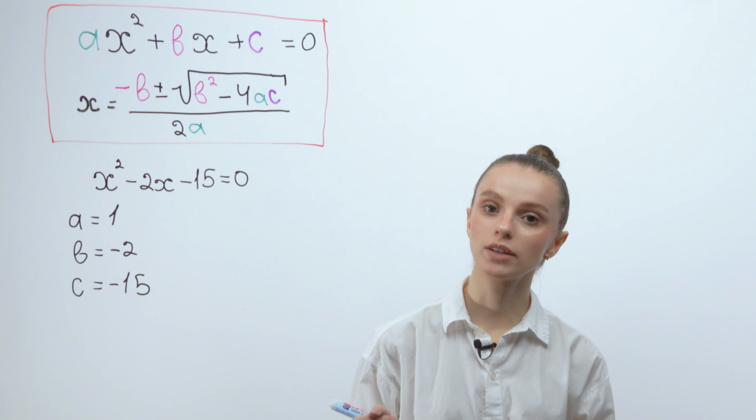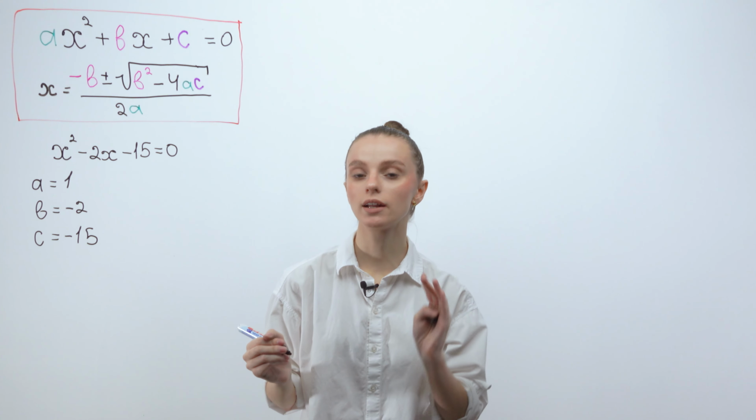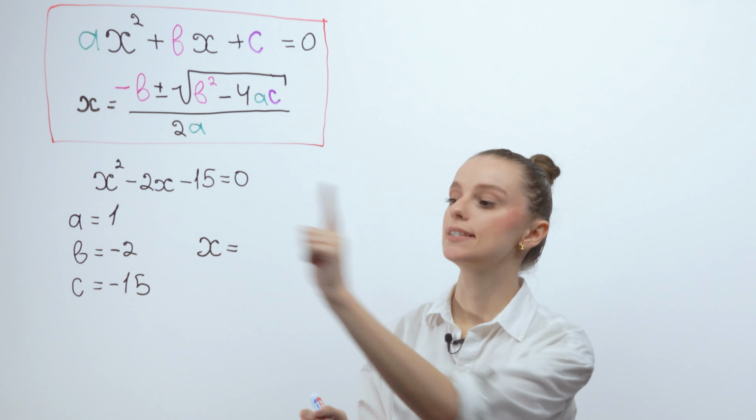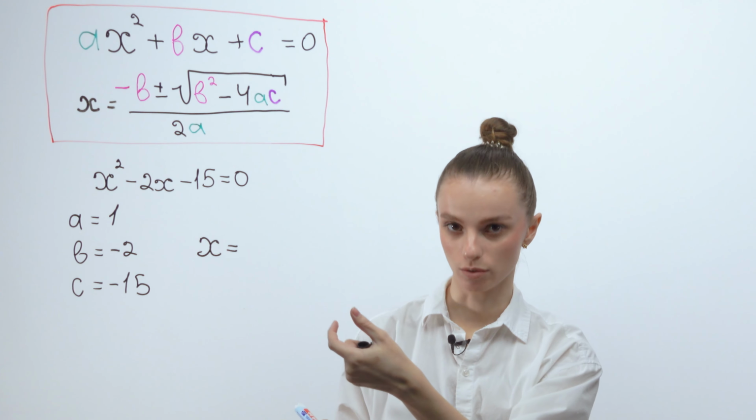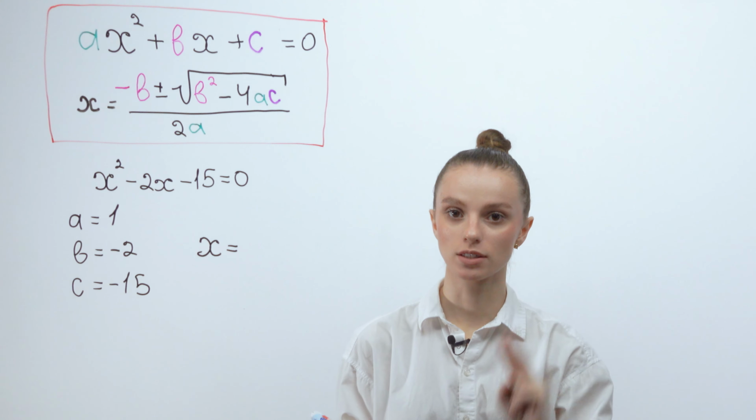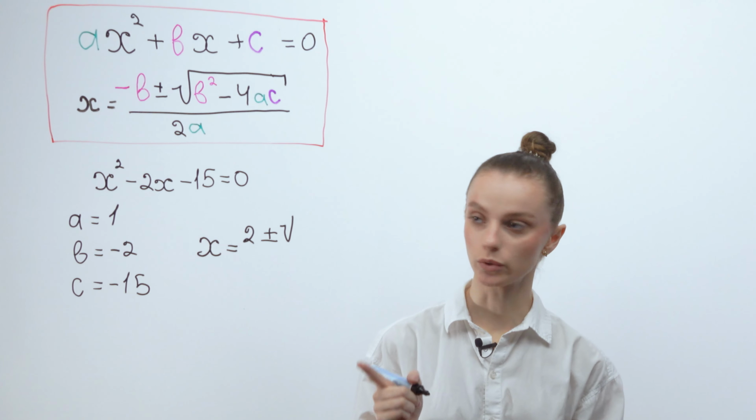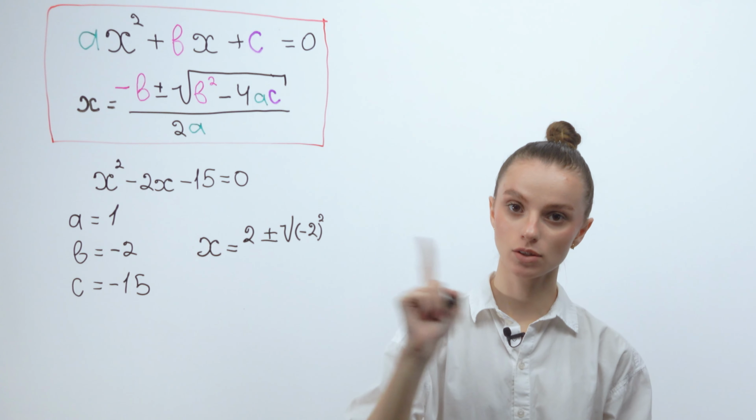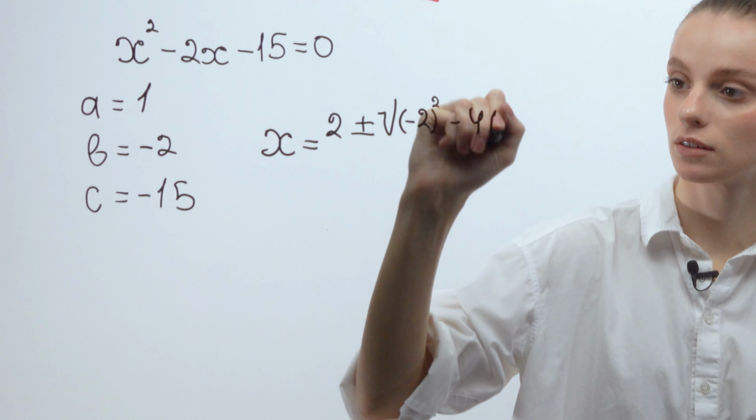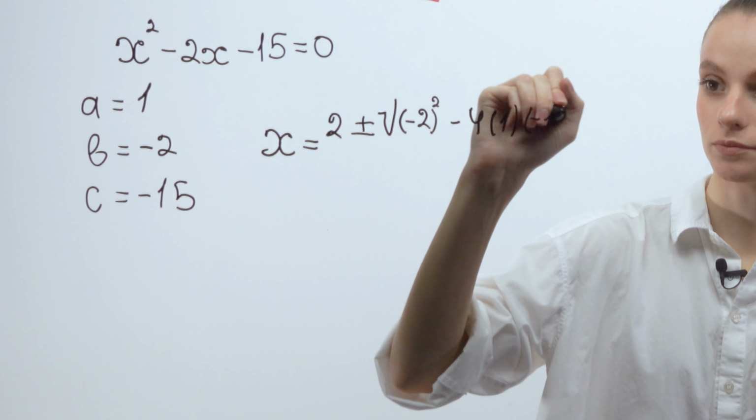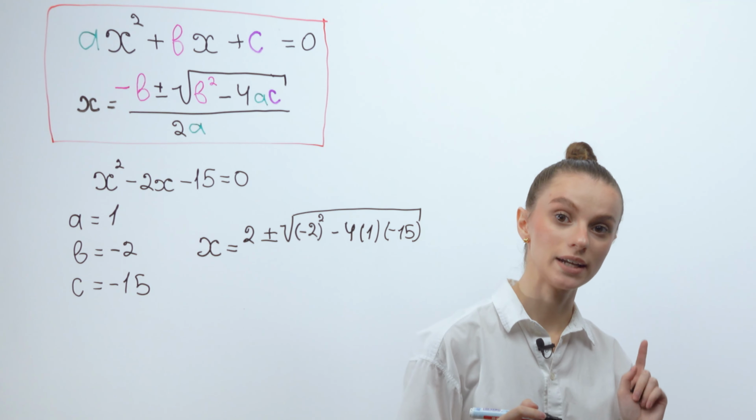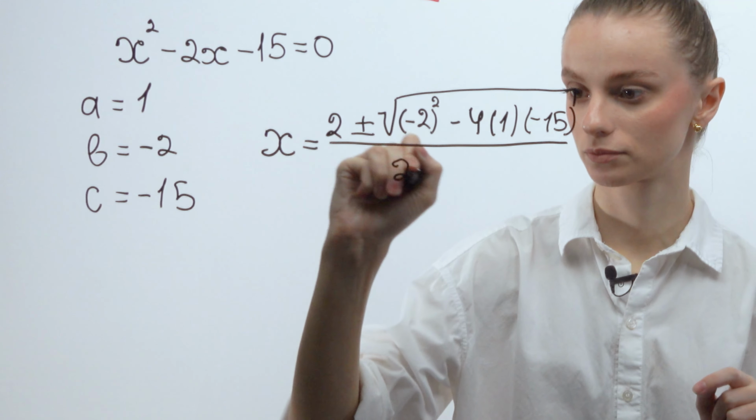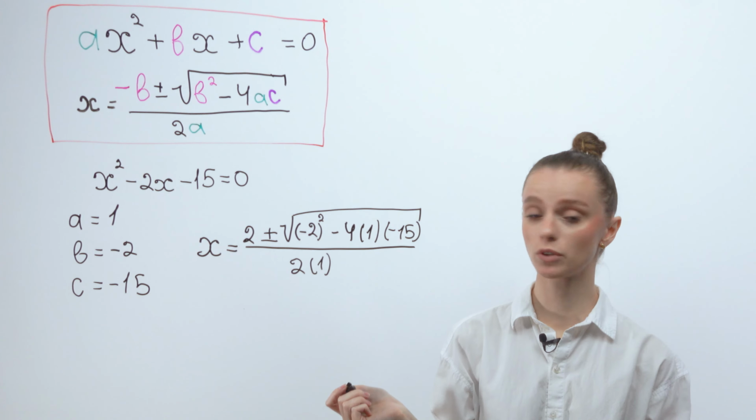Now that I have that written out, I can plug it into the formula. What will be my -b? Since b is -2, -b would be just 2. Plus or minus the square root of b squared, so -2 squared, minus 4ac. My a is 1, and my c is -15. Divide by 2a, which is just 2 times 1. Wonderful. Let's use this formula and solve it.